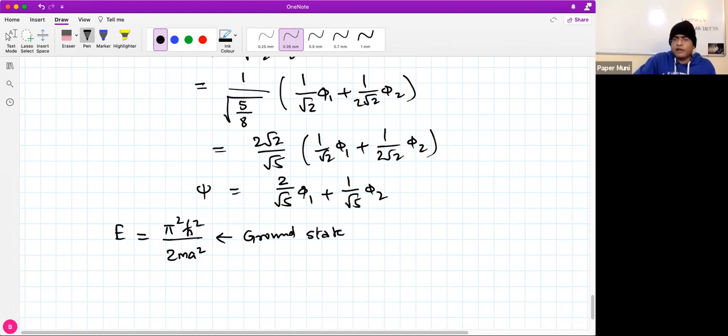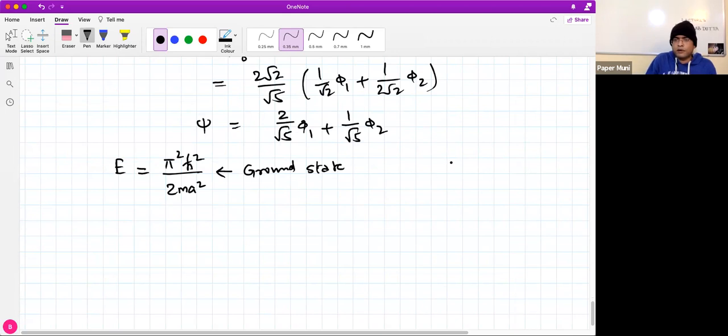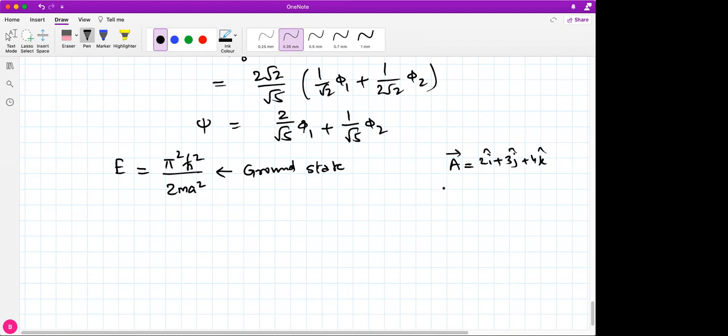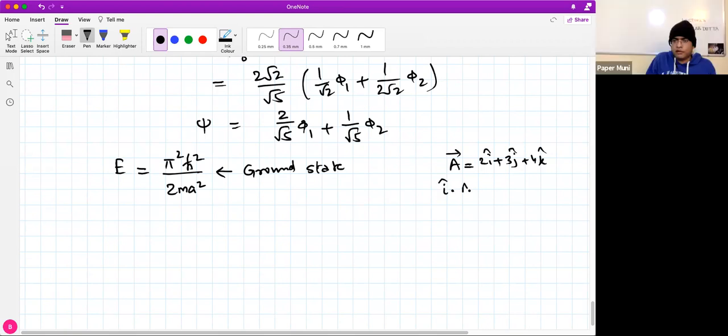All right, now we have seen earlier, when we introduced the superposition idea, that if you write down the vector as 2 i cap plus 3 j cap plus 4 k cap, and I want the component of the vector along the x-axis, that is 2. So how do you do it? You take a dot product with i cap. Okay, so you get 2.